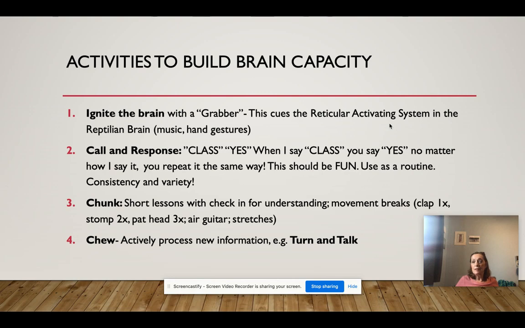And the next one is chew. You have to give students an opportunity to chew what they've learned, meaning not like gum, but process the new information. There are all different activities that help them process. One is turn and talk, and that also builds a sense of community within the classroom. It gives some accountability to each other and makes them feel connected.